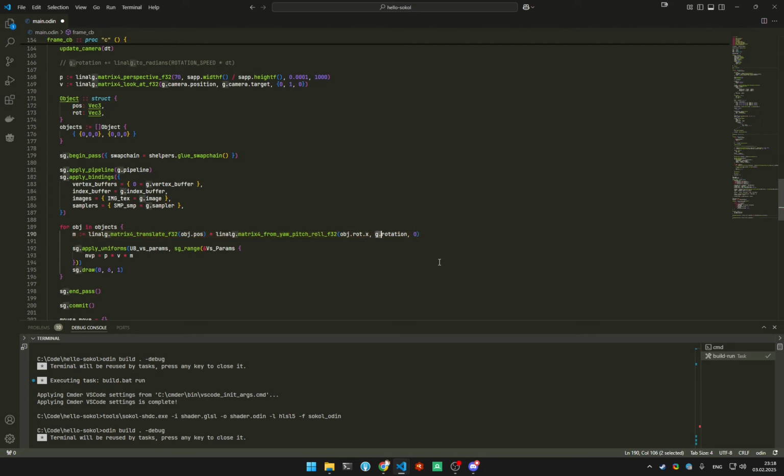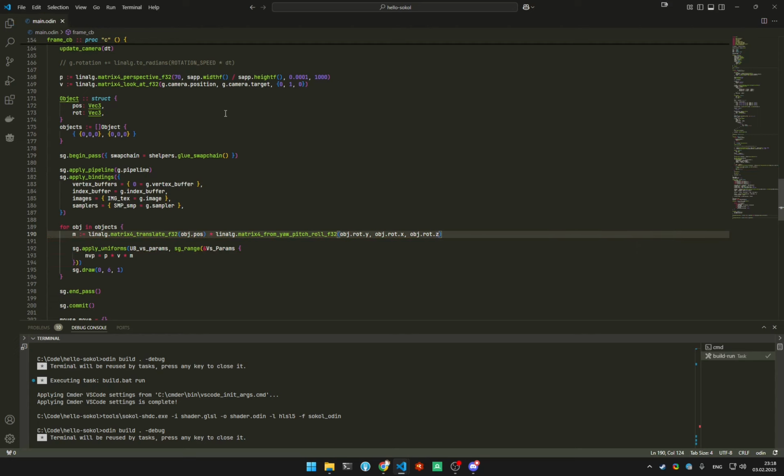Is it x for yaw? No, that should be, I think, y for yaw, because we are rotating around the y-axis. Obj rot, so this would be pitch, this is actually x, because we are rotating around the x-axis, and rotating around the z-axis would be our roll.